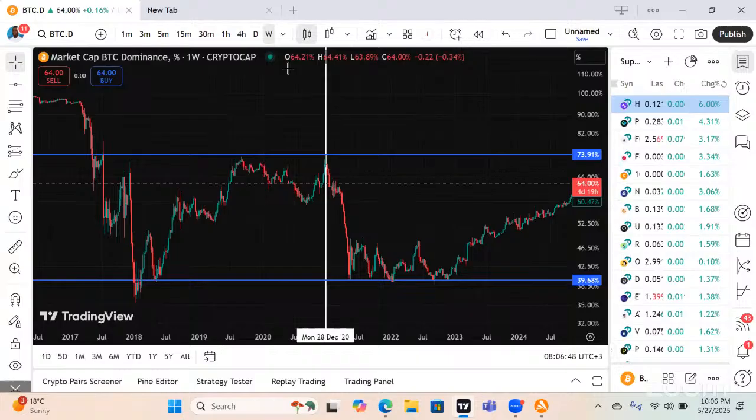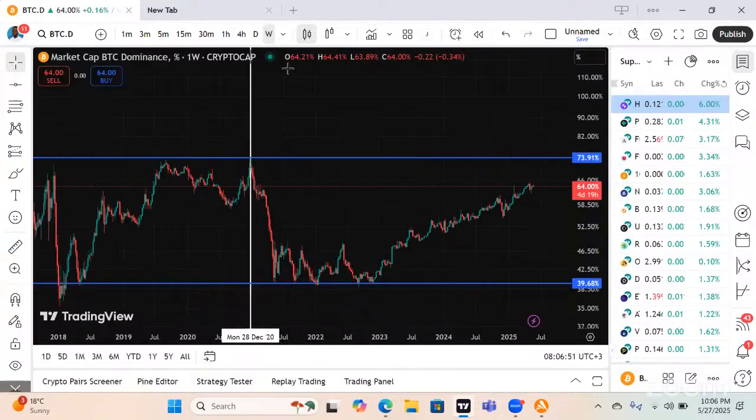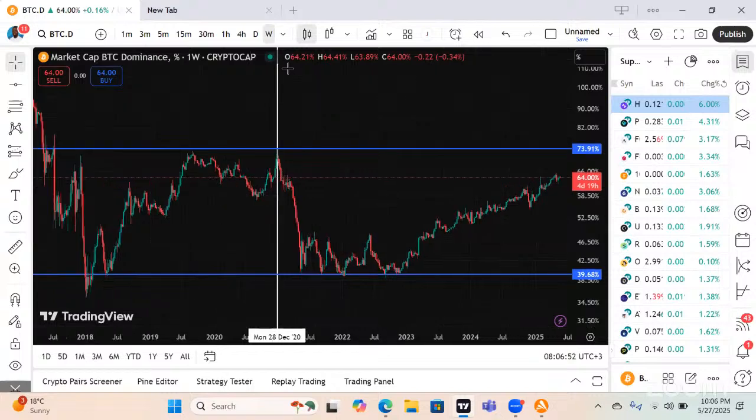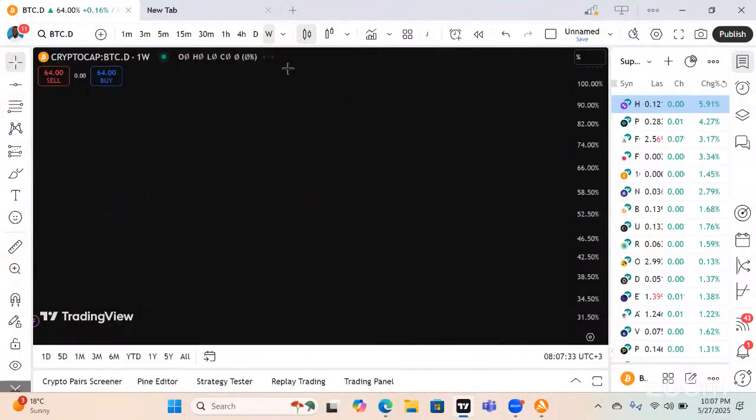Can you see the price point as low as here? Throughout all these months, in 2021, November, December, the Bitcoin dominance was down. And when the Bitcoin dominance is low, that is called altcoin season. Now it is seated at 64%. Are you able to understand? It means that more money is going into Bitcoin.